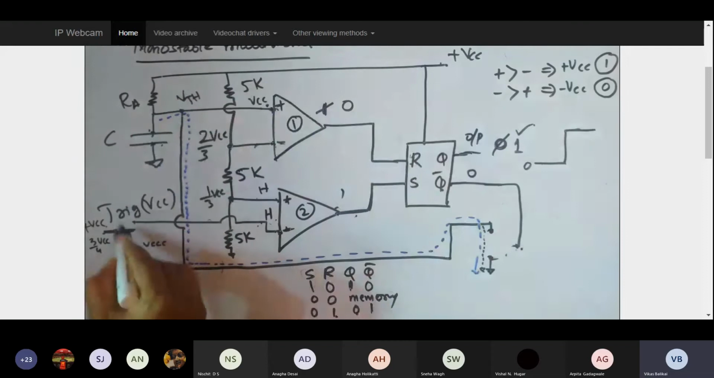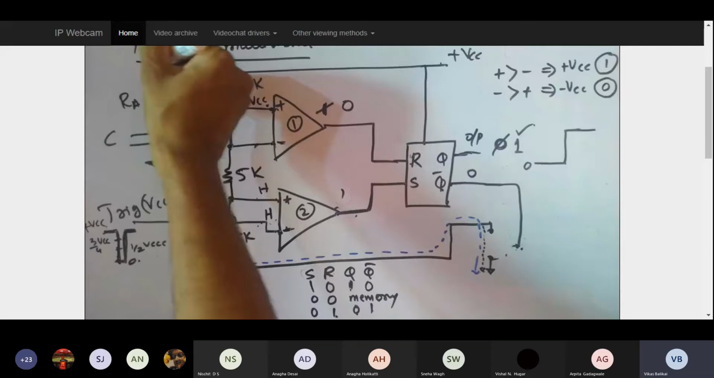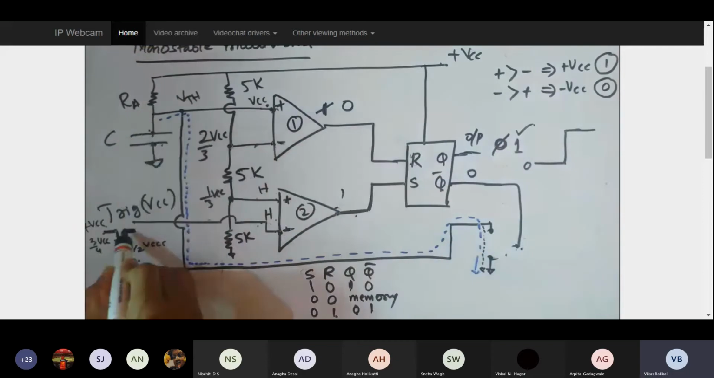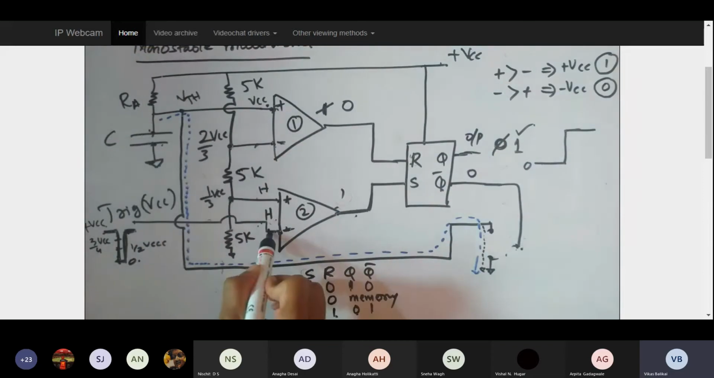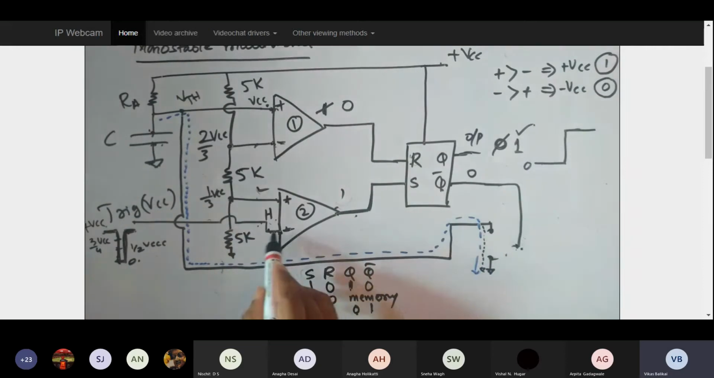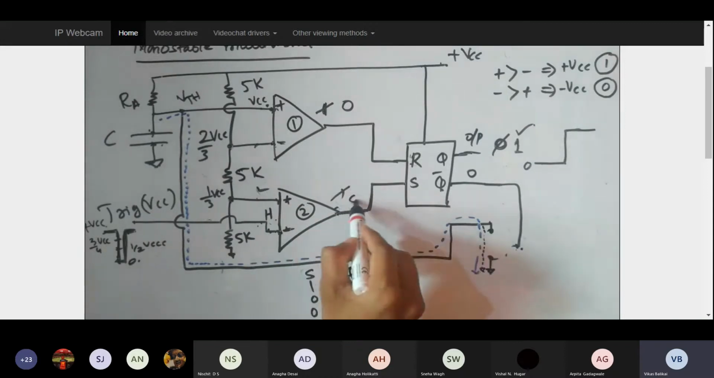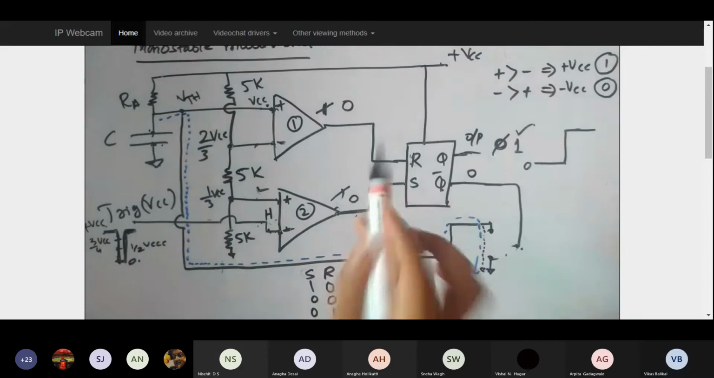Here the trigger is 1, so VCC is attached here to charge the capacitor. So this is at the highest potential and this is at the lowest potential. That makes my negative terminal be at a higher potential than the positive terminal. So that immediately shifts the output of comparator 2 to 0.